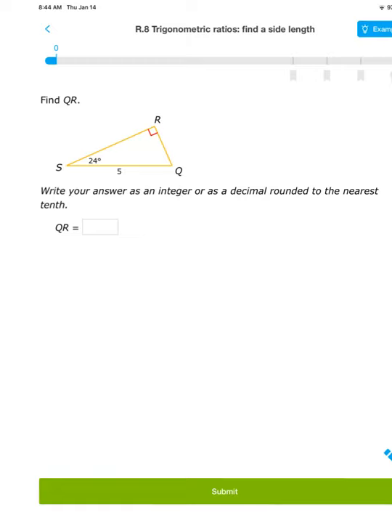Hey guys, so like I said, I wanted to make a quick little trig review video for you since I know it's been a while since we've seen sine, cosine, and tangent. So what we're doing today is one IXL. This is R.8, trigonometric ratios, find a side length. That's the first part of today's assignment. So this video is just going to go through a few examples directly from the IXL.